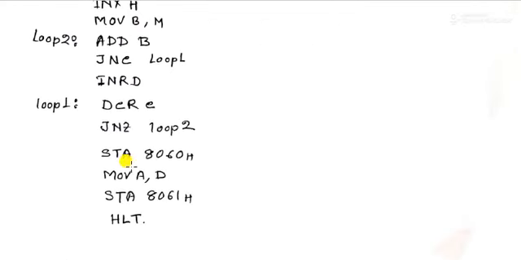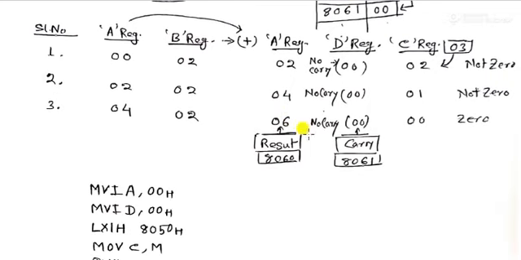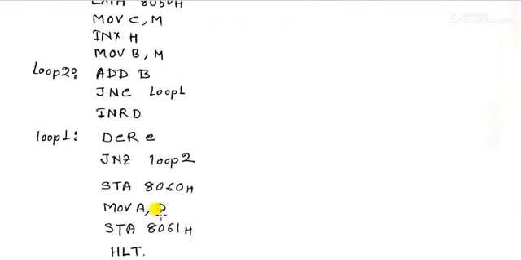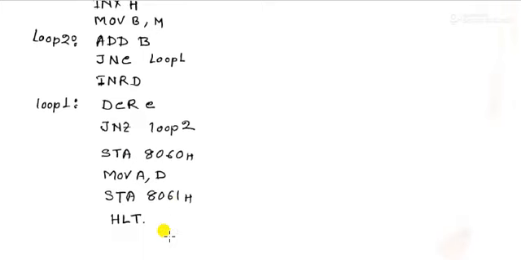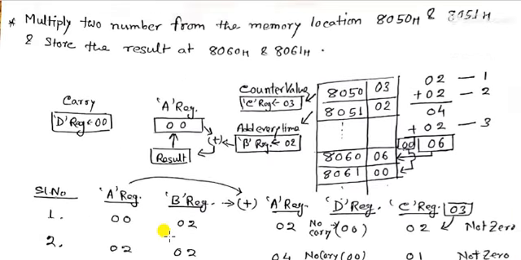So first of all we have to move the accumulator content to 8060 location, and then we have to move the D register value to the accumulator, because any transfer operation goes through the accumulator in 8085. So we move the D register value to the accumulator and the accumulator value to 8061 location. So in this process we can multiply two 8-bit numbers.